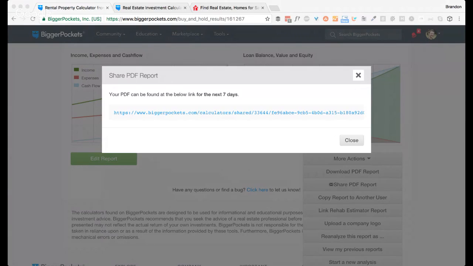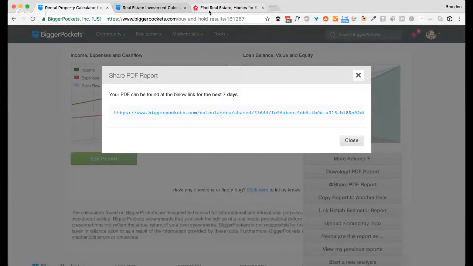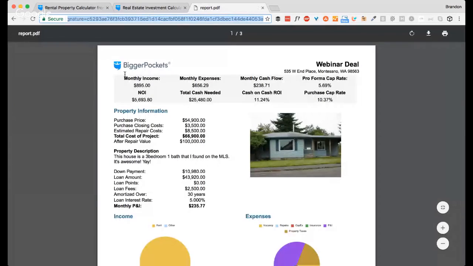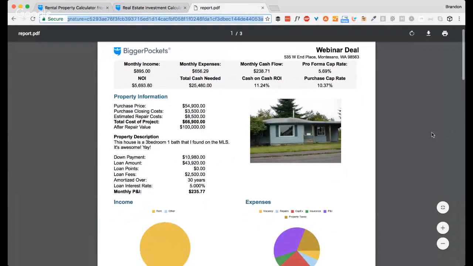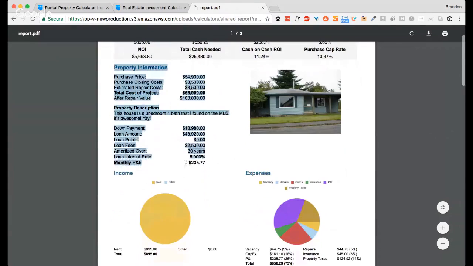So check that out. What you're going to see is, I'll go over here and just paste it in. Hopefully we don't crash the site, but check this out. You've got this PDF report that you can actually put your own logo on, like your own company's logo. It shows all the pertinent numbers like the income, expenses, your cash flow, cap rate, cash on cash return, NOI, all the details somebody would want to see.